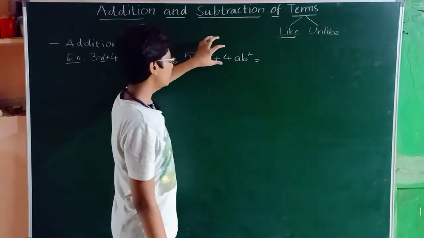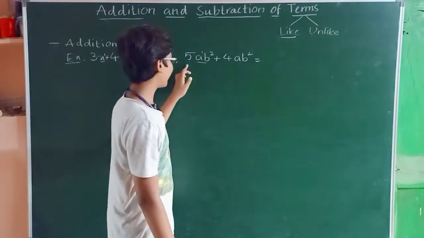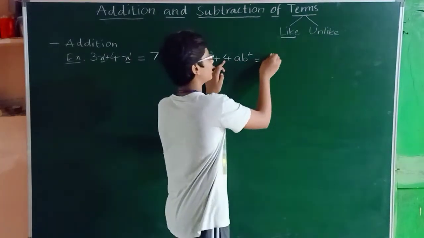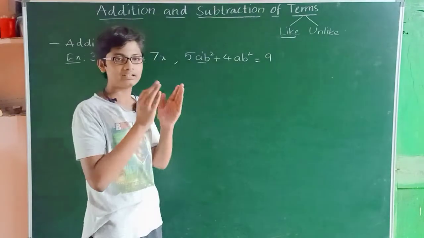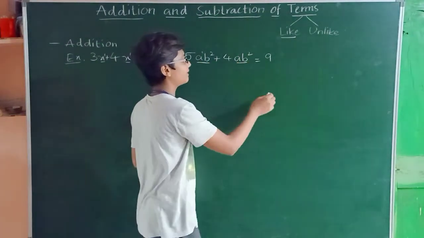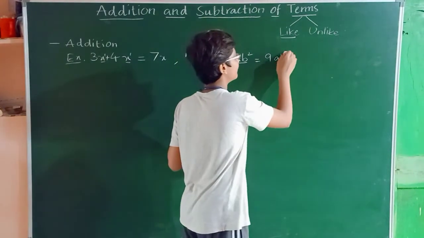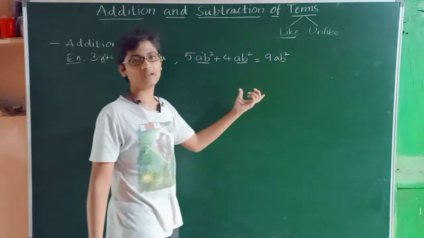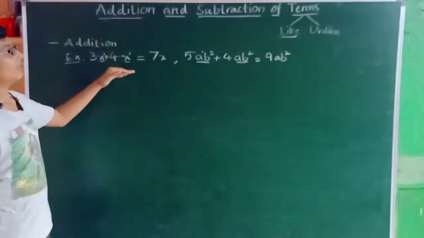Now add the numerical coefficients of these both terms, 5 and 4. 5 plus 4 is 9, and the common part, that is the variable and their exponent in both cases, is ab square. So right here also ab square. So the answer will be 9ab square. In this way we can add like terms.